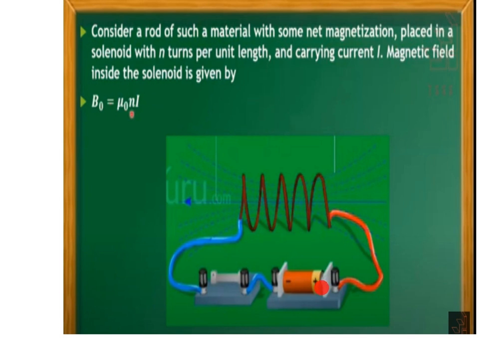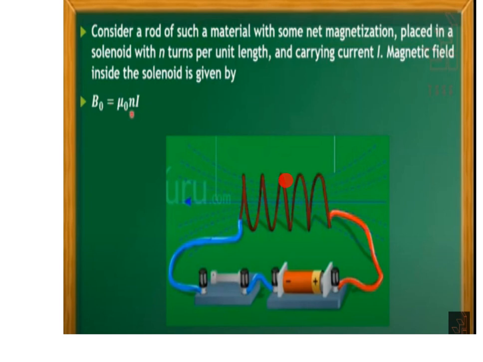So let us see here. This is your solenoid. When this solenoid is connected in an electric circuit, the current will start to flow in this solenoid. And we know that when the current flows, there is a presence of magnetic field. So let us see here. This is your magnetic field line, and this is your current direction. Current will flow in this solenoid.